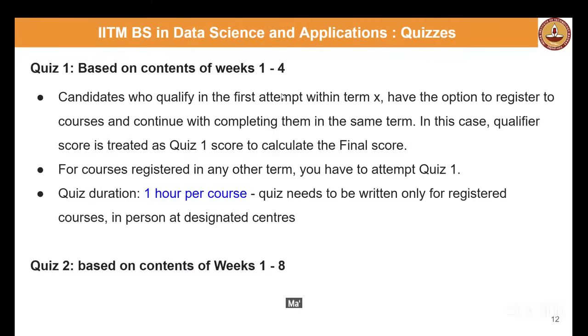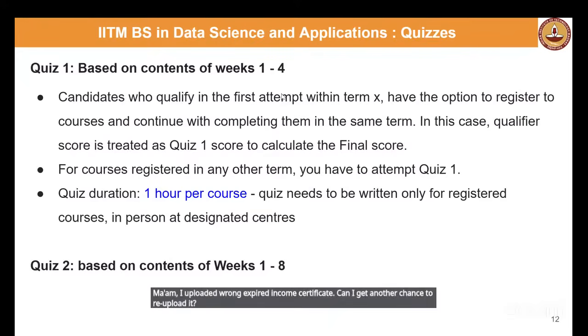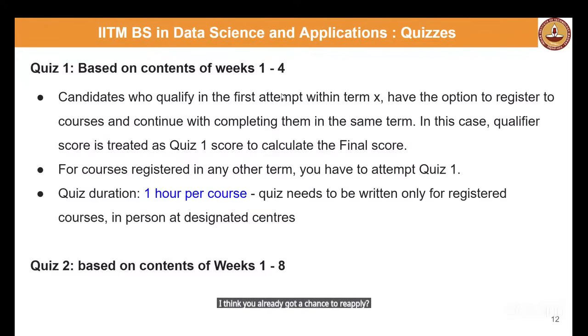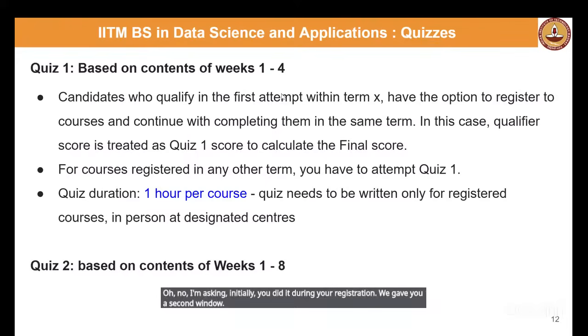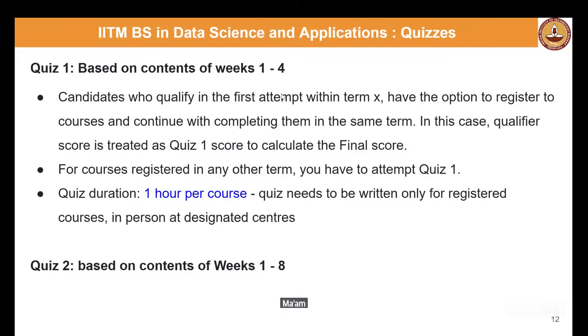Ma'am, I uploaded a wrong, expired income certificate. Can I get another chance to re-upload it? I think you already got a chance to re-upload. Ma'am, no, it has not been rejected yet. The second option also you got rejected? No, I'm asking, initially you did it during your registration. We gave you a second window. Did you upload in that? Ma'am, I uploaded, but the document is under verification. So yeah, you would have submitted it a few days back or something.